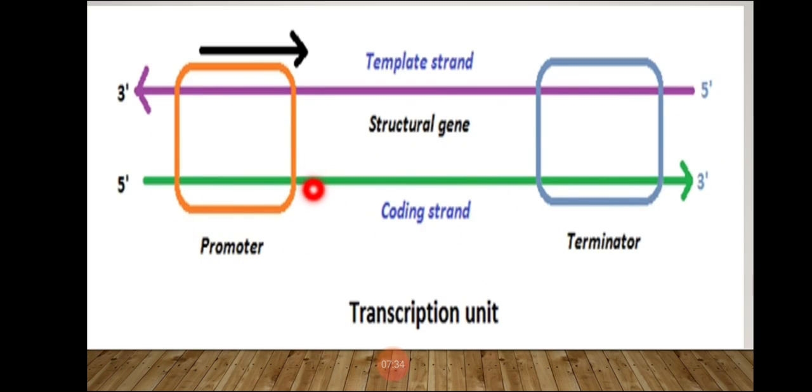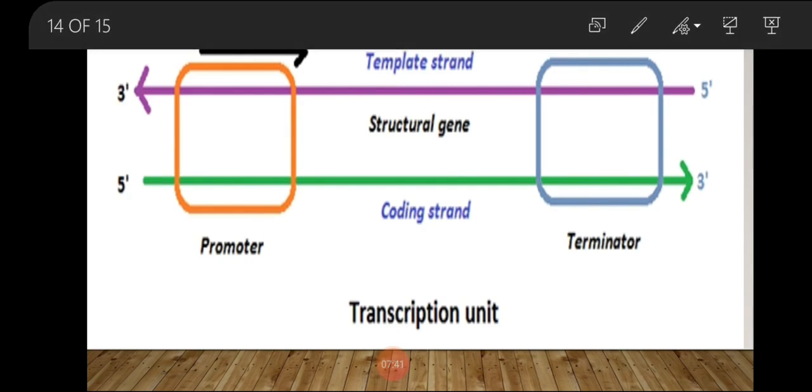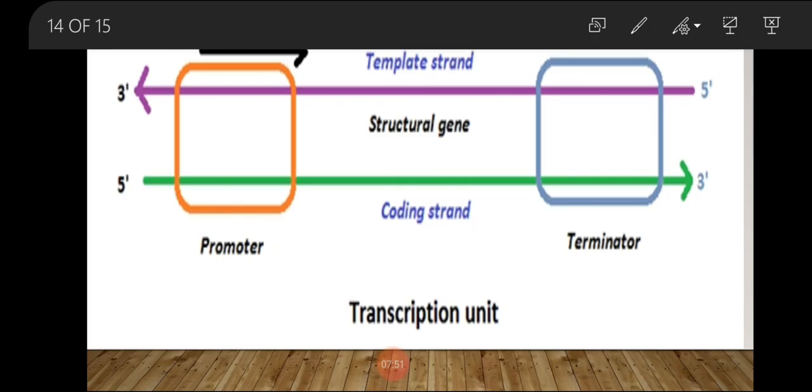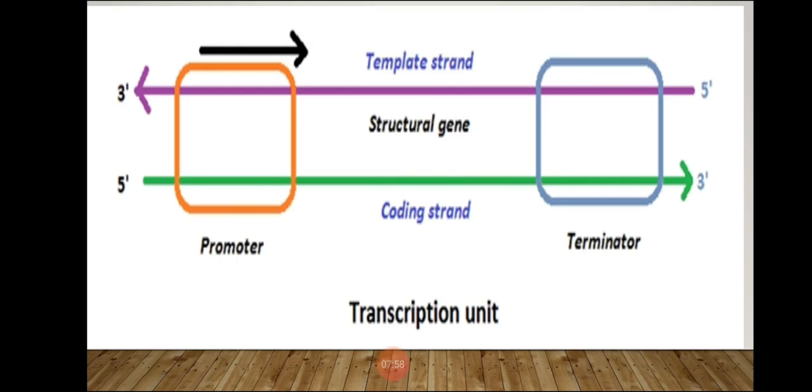What do you mean by promoter? Promoter is located at the 5' end of DNA, which is also called upstream. This promoter provides the binding site for the enzyme RNA polymerase. The enzyme recognizes the promoter by its sigma factor subunit.